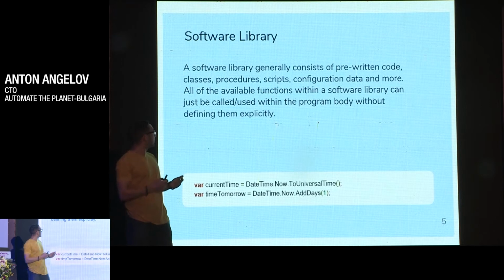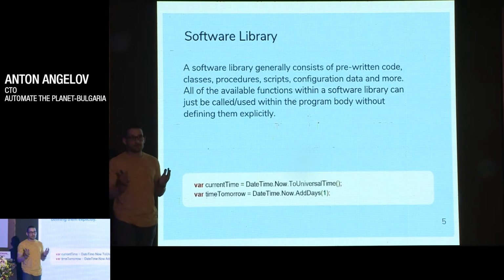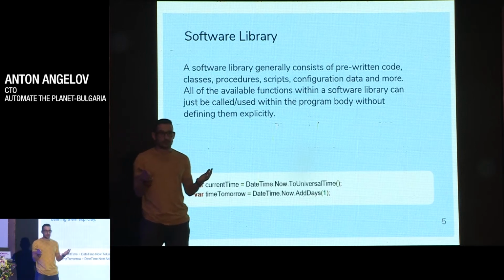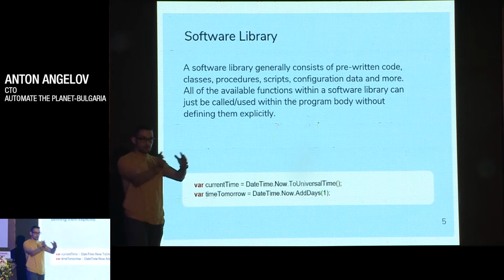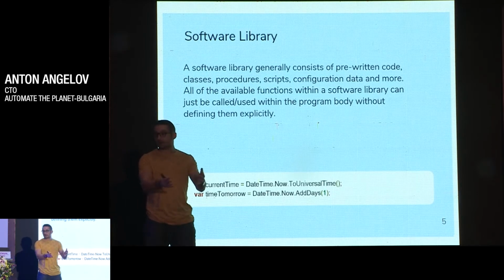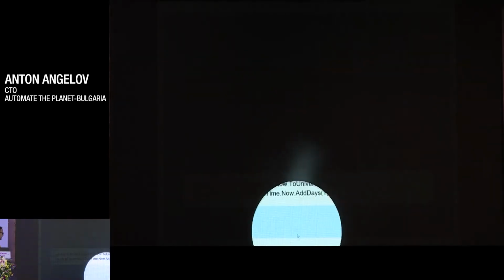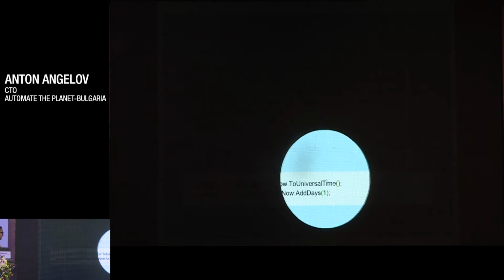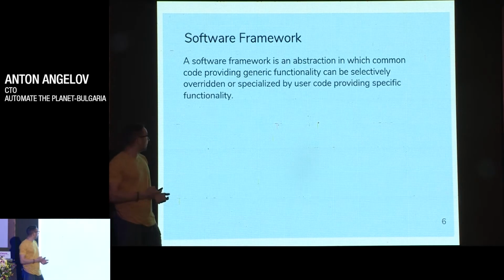So let's get started. First, what is a software library? A software library consists of pre-written code, such as methods, classes, test data, etc. Then you can use this code in your own code without writing it again, right? The most famous example is the datetime library, part of the .NET framework. You just call it and you use it.